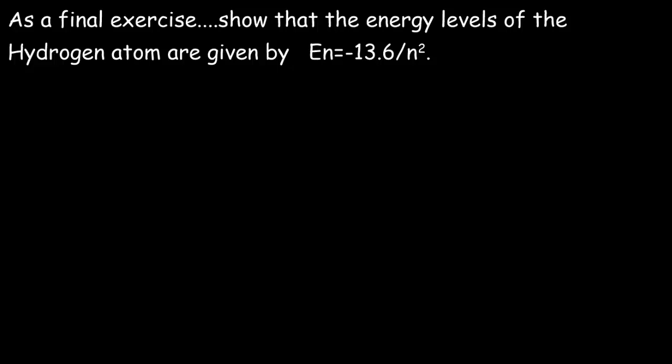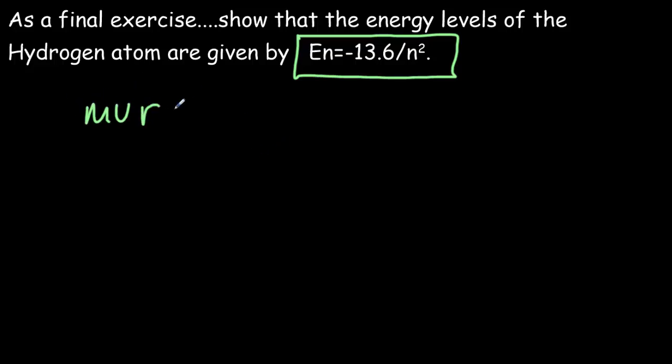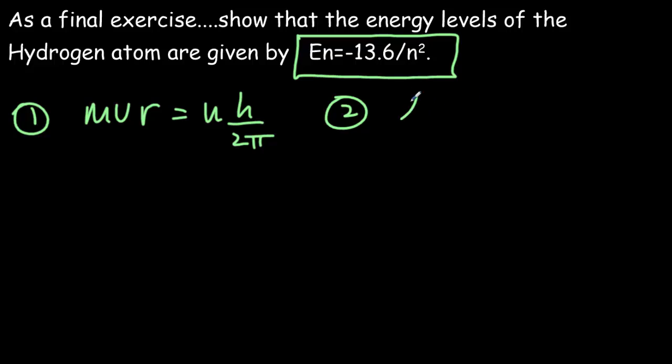As a final challenge exercise for you, what I would like you to do is to prove this equation for the energy levels of the hydrogen atom. Keep in mind, these are the things you know. You know angular momentum is quantized, so mvr is equal to nh all over 2 pi. That's the first relationship. Second relationship, you know that the only force acting is the electrostatic attraction between the proton and the electron. That is, the force is Ke squared over r squared. And that's resulting in circular motion.